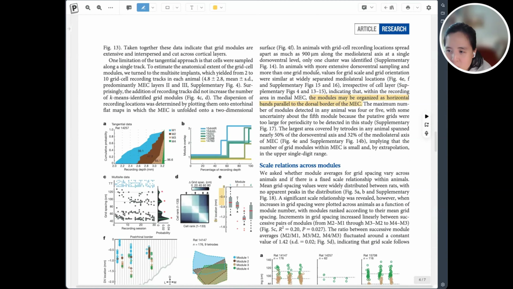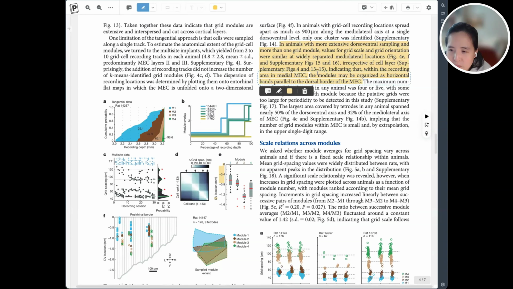But in the text, they say, reading from here, in animals with more extensive dorsoventral sampling and more than one grid module, values for grid scale and grid orientation are similar at widely separated mediolateral locations. I think again this is supporting the mixing. But then I think the unfortunate sentence is this, which indicates that within the recording area of the medial MEC, the modules may be organized as horizontal bands parallel to the dorsal border of the MEC, which may have misled us to think that the modules are separated in little bands instead of being mixed together.